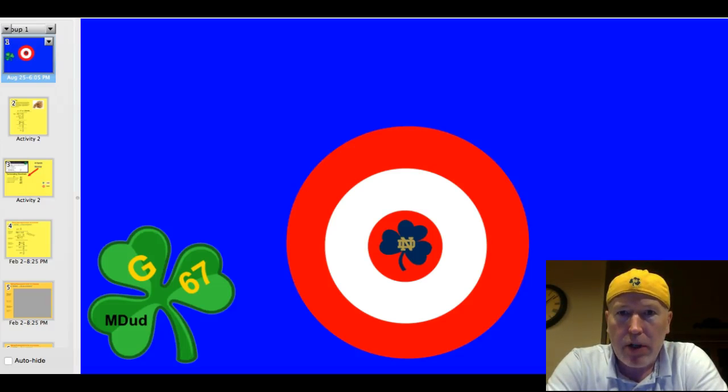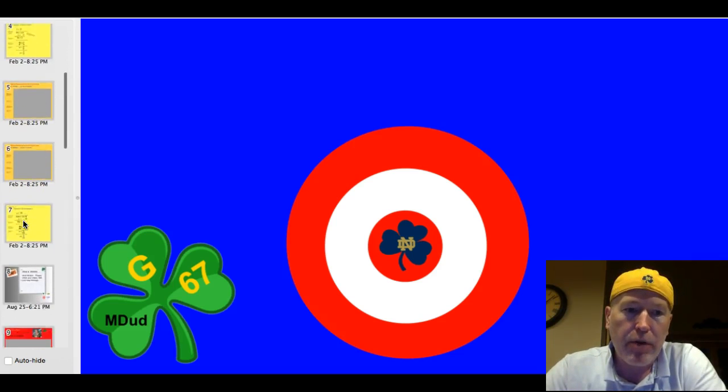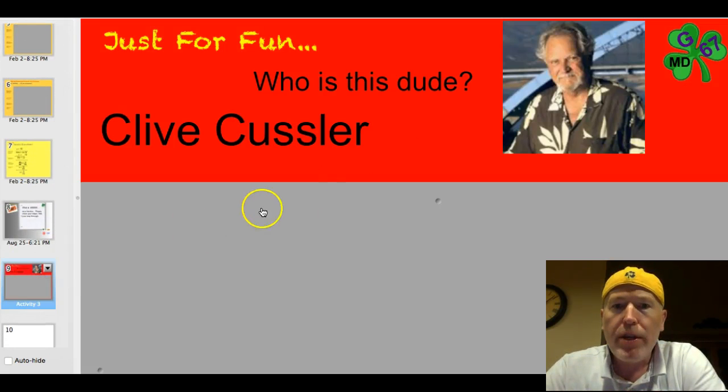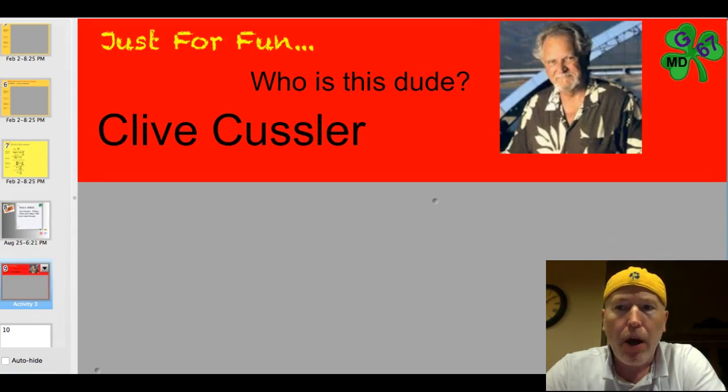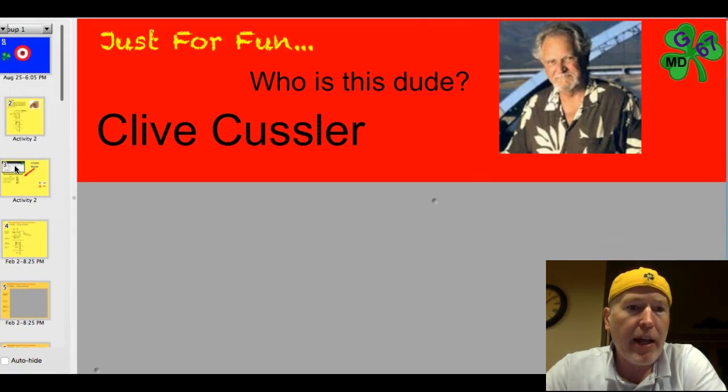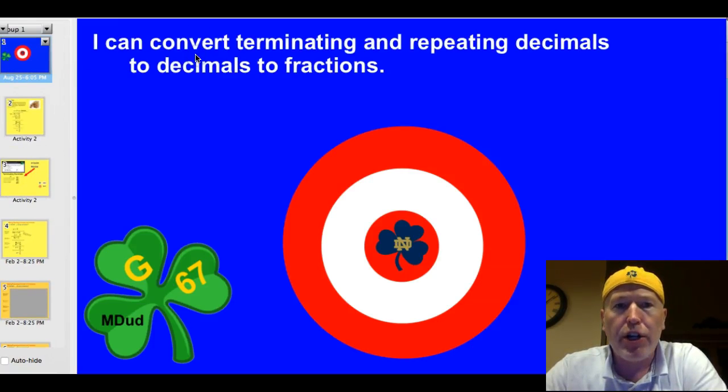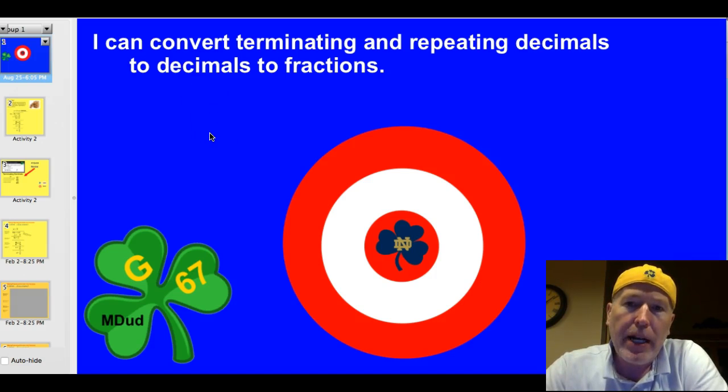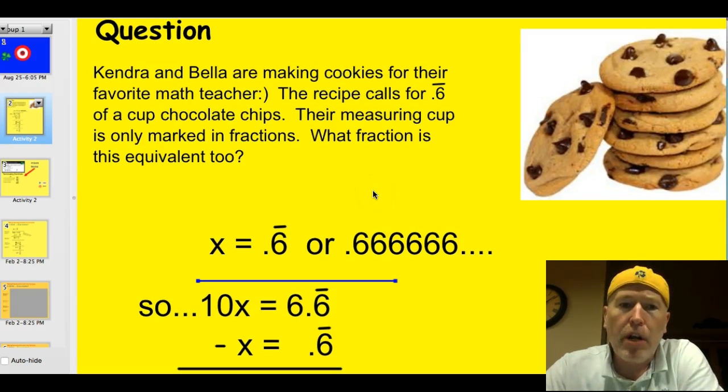Tonight we're going to be talking about converting decimals to fractions. But first, let's start with the trivia question. Who is this dude? All right, I know, he's Clive Cussler, but no, seriously, who is this dude? We'll find out the answer to that after our instruction. Tonight, officially, our target is: I can convert terminating and repeating decimals to fractions. Let's do this thing.